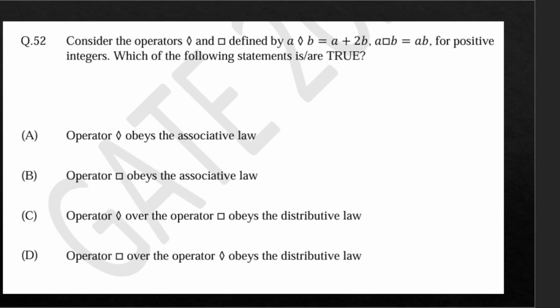Okay, so this was the question which I have given you as homework. I hope you have solved this. Okay, so let's discuss the solution for this.